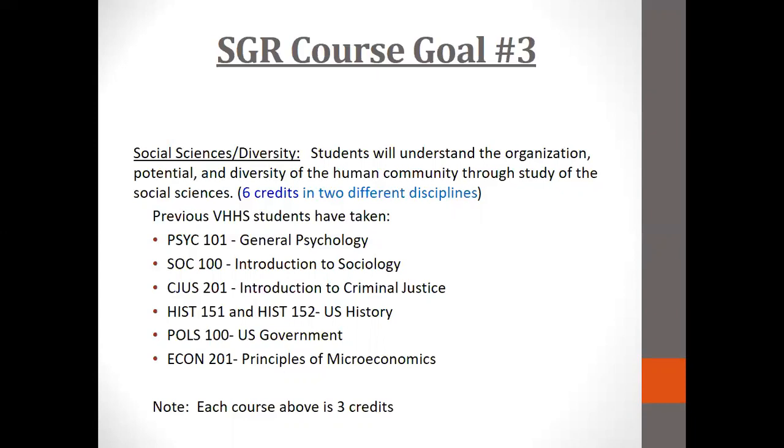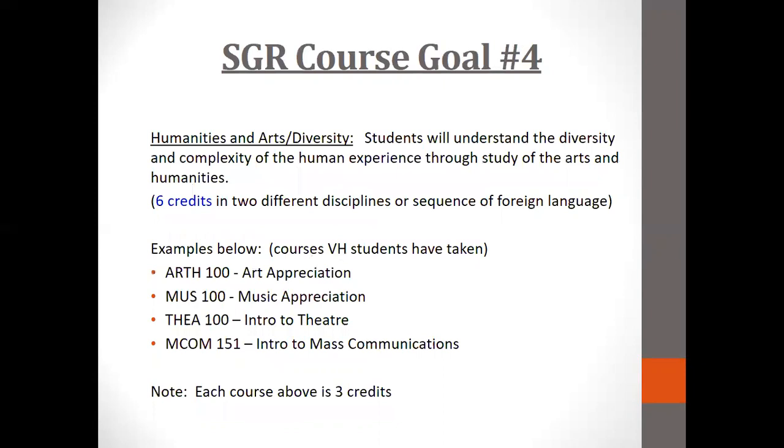A lot of people take political science, U.S. government, because in high school you need to take a government class, and then also in college, if you take a government class, then you are going to be 3 more credits closer to getting your SGR number 3 goal. And lastly, we've had a lot of people take principles of microeconomics, because that also hits the high school requirements of personal finance. So each course above is 3 credits. That's SGR goal number 3. SGR goal number 4 is humanities and arts and diversity.